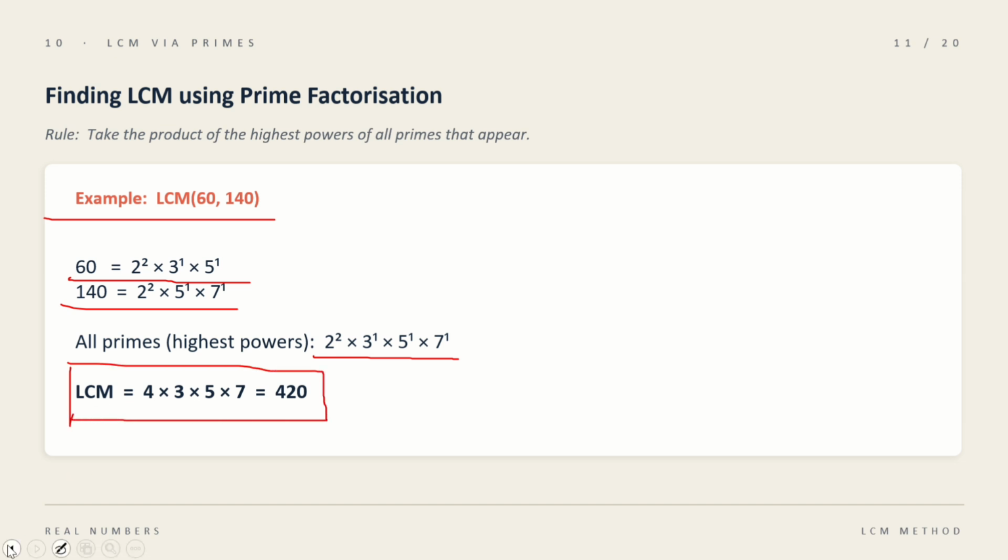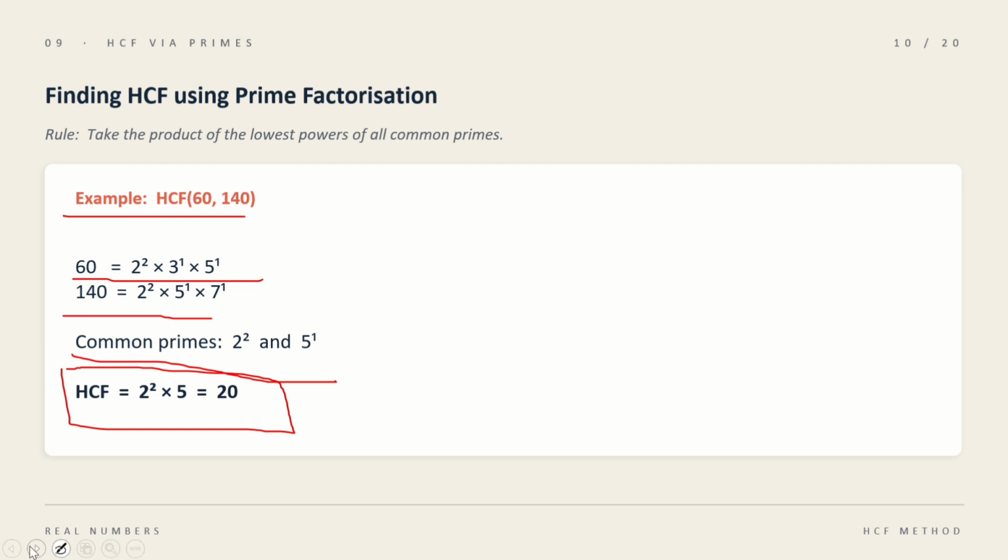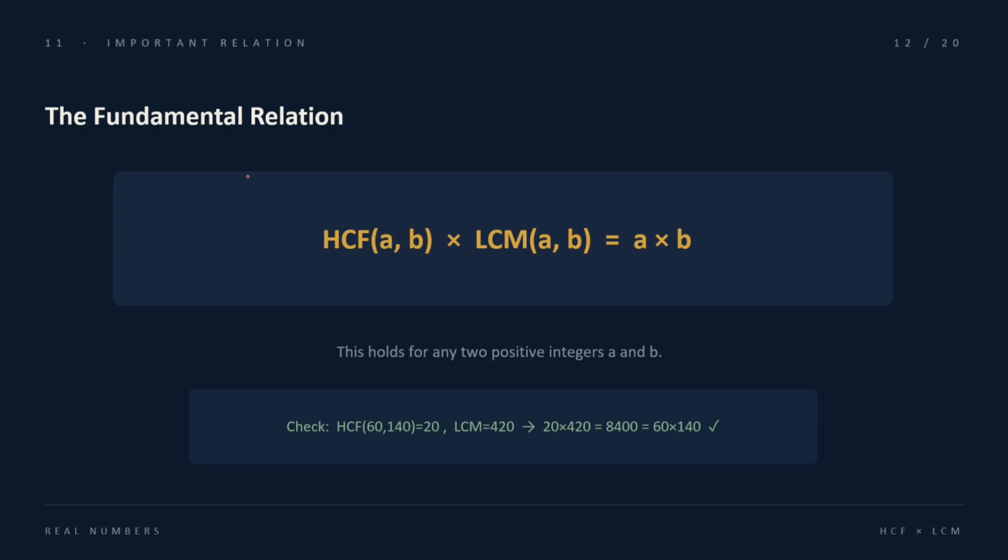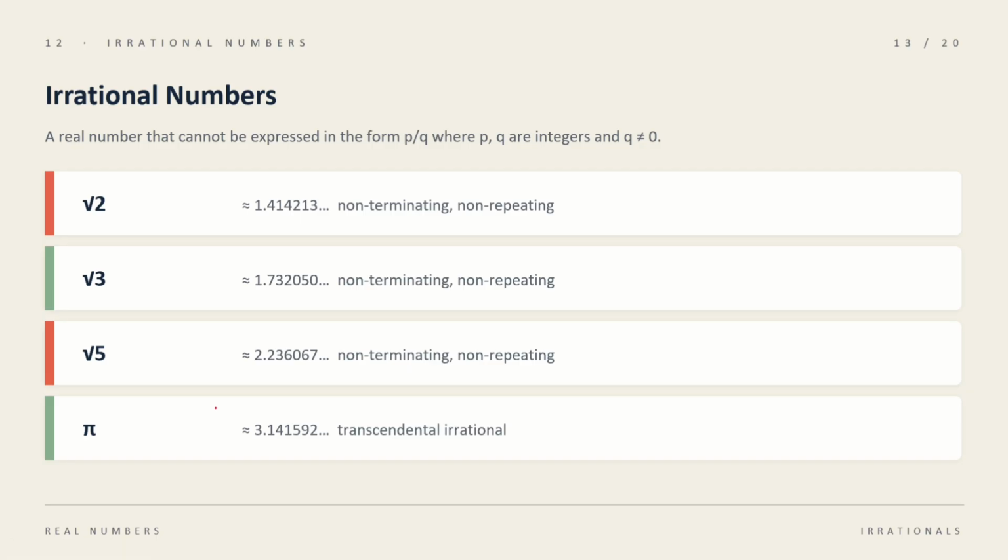In this slide we calculated the LCM, and in the previous slide we calculated the HCF. Always remember the fundamental relation: if two numbers are given, then the product of their HCF and LCM is equal to the product of the two numbers. For example, HCF of 60 and 140 is 20 and LCM is 420. If we multiply 20 and 420, we get 8400, which is equal to 60 into 140. Verified.